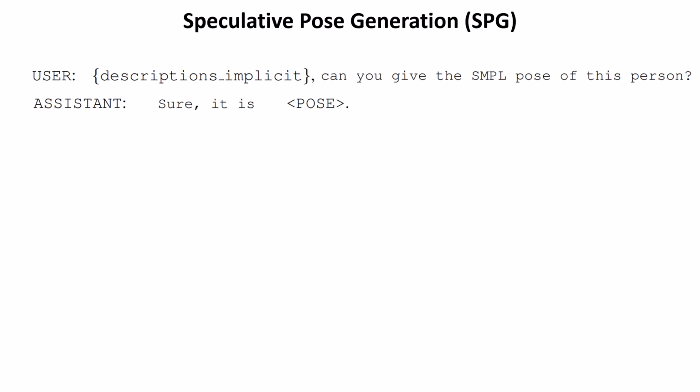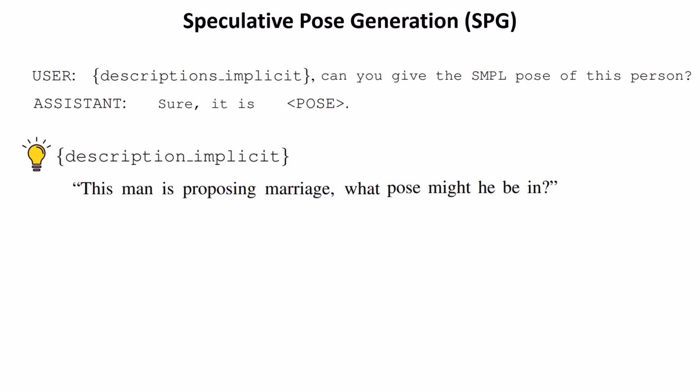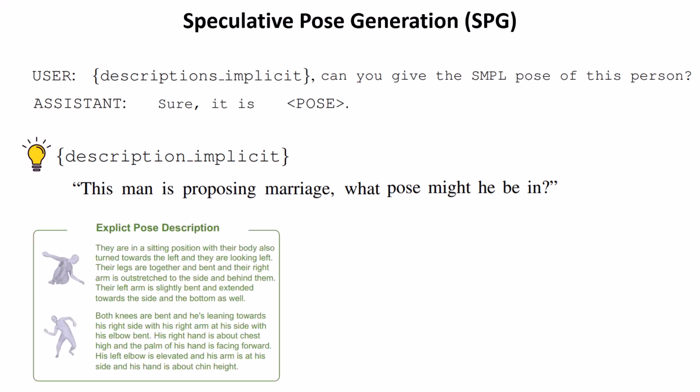So what is this implicit description? It can be something like, the man is proposing marriage. What pose might he be in? Without even including this in training, since the model already has some world knowledge about marriage and what happens when a man proposes, the model should answer this question. But how can we generate this type of data for evaluation? They relied on the PoseScript dataset.